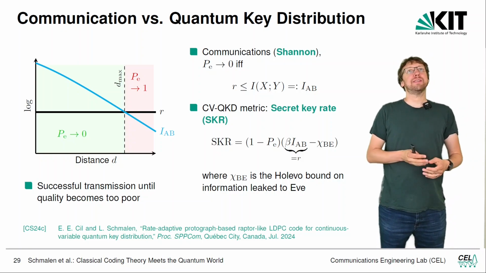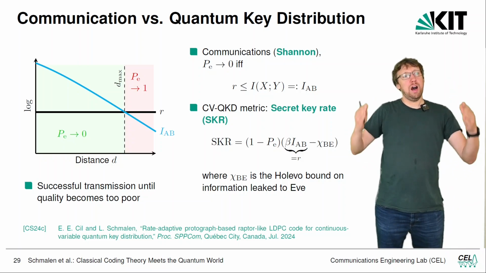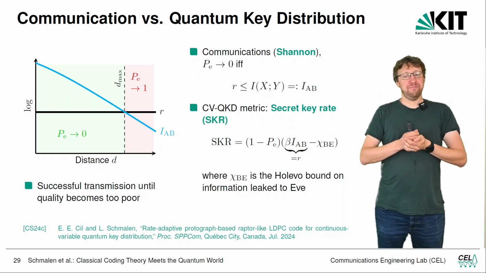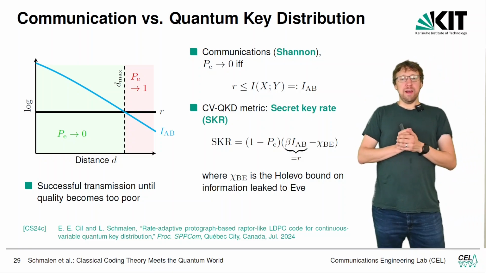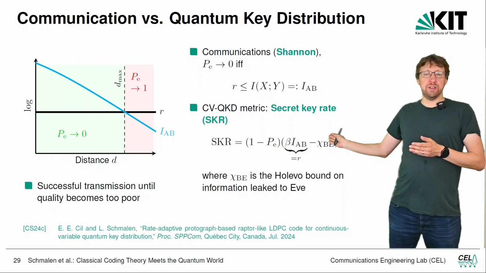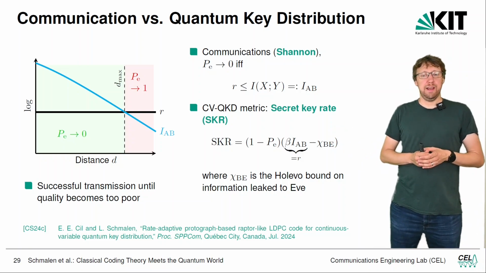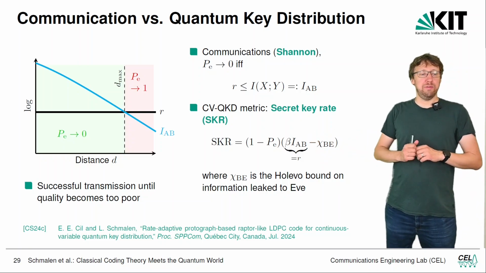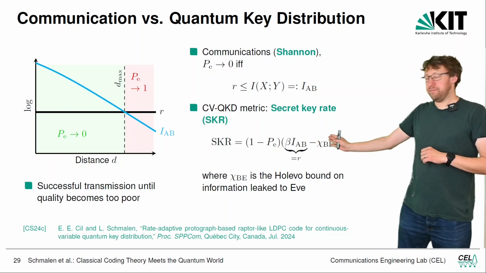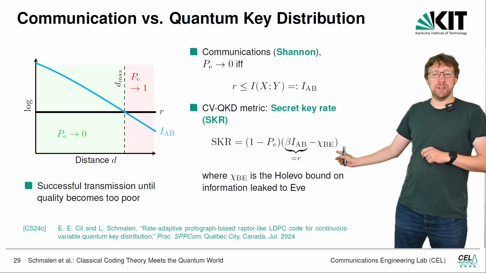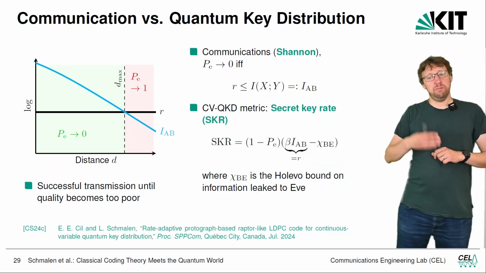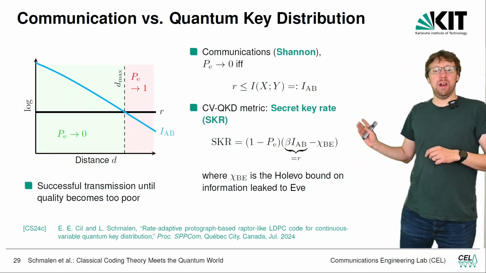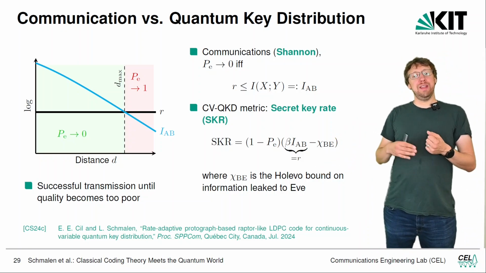Now in quantum key distribution it's different, because the metric is not the error probability anymore, but the so-called secret key rate. So how much key material you can transmit per second. And the secret key rate is given by this equation. So what does the secret key rate say? It's 1 minus the error probability of the decoder, times the rate of the code, or beta times the mutual information of the channel, minus the Holevo bound on the information that you leak to Eve.